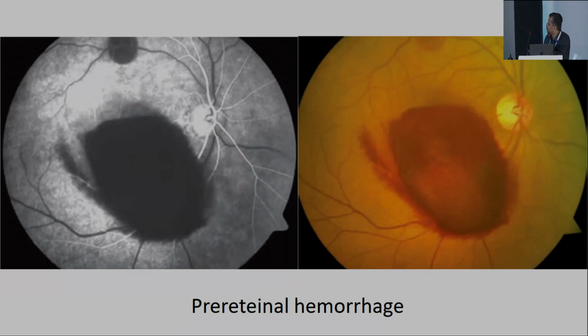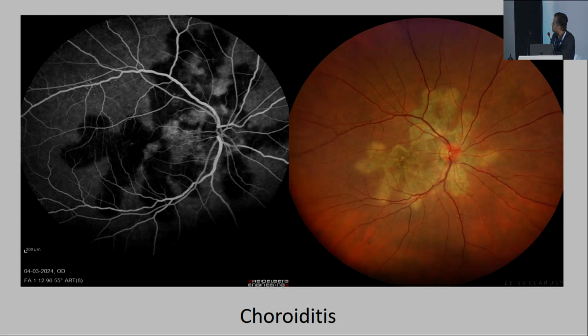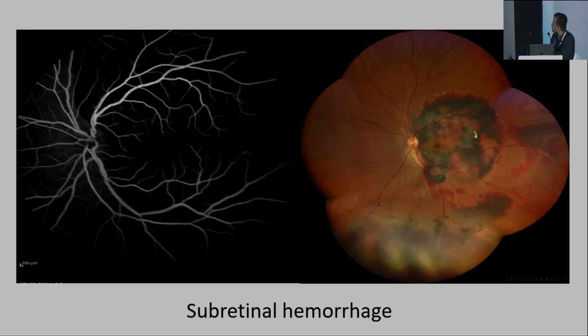So now we go back to the same images with the fundus images. This is a pre-retinal hemorrhage which has caused the retinal block fluorescence. Now this is a case of a choroiditis which Dr. Partho has shown, which is casting the block fluorescence. This is a case of subretinal hemorrhage, the same patient. This is a different aspect ratio because this image was taken on a different machine. This is a subretinal hemorrhage, mostly caused by a disease called polypoidal choroidal vasculopathy.